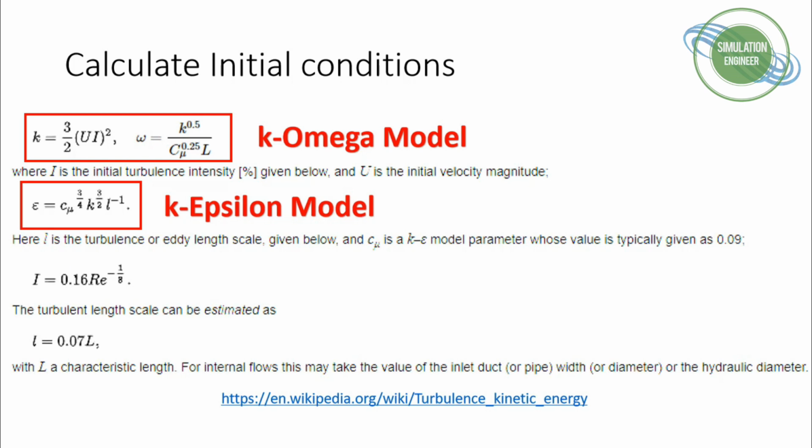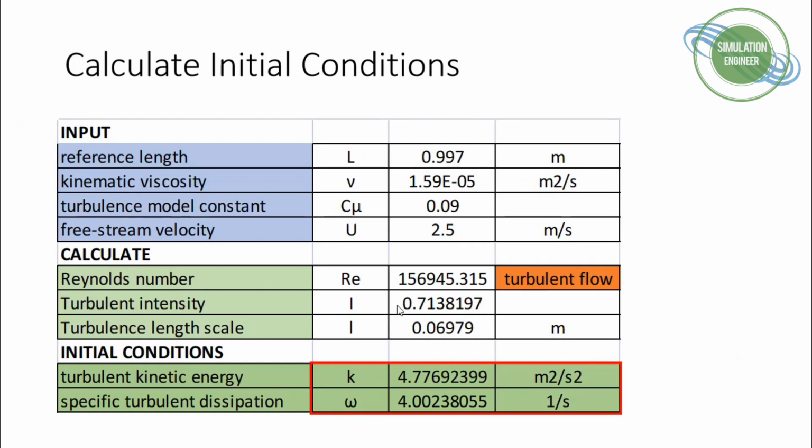If you are interested, you can also go further with this link. I've also mentioned it here. If you want to read further, go ahead and have a look. So for our test case, the damper one, I have a reference length of approximately 1 meter. This is the kinematic viscosity, and the C mu constant for the turbulence model is 0.09.